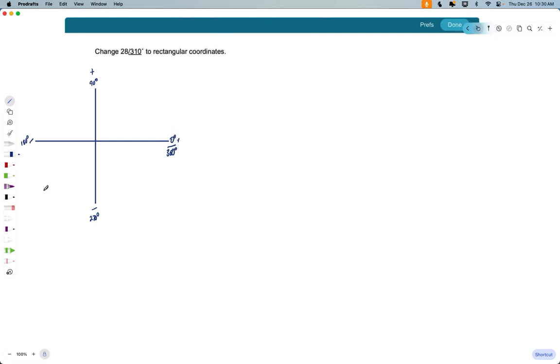That is a full circle, right? 360 degrees in a circle, which is why perpendicular lines make 90-degree angles, because we divide the circle in fourths. 90, 90, 90, 90. Okay, so we know that 310 lives somewhere between 270 and 360. So what we're going to do is subtract from 360. 360 minus 310 is 50 degrees.